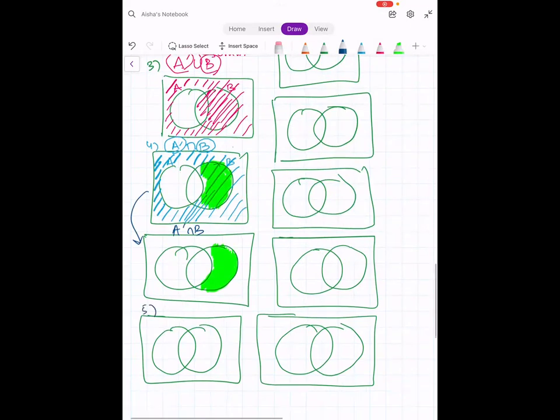Fifth, A complement union B complement. A complement means everything other than A. Union B complement means everything other than B. So this is the only region which will be left unshaded.